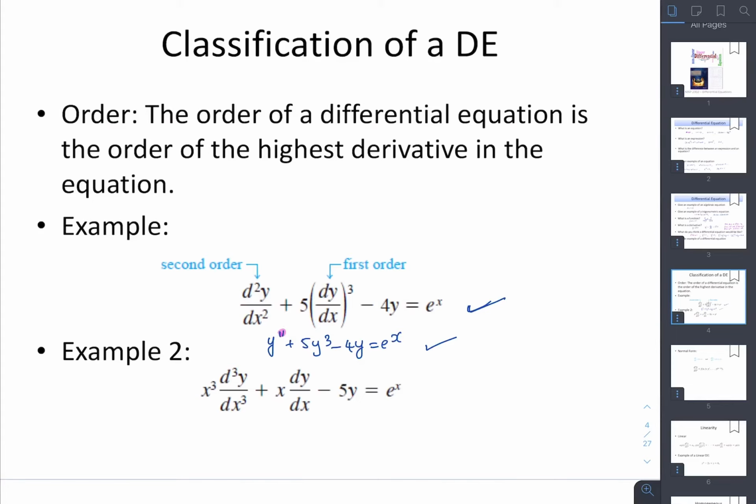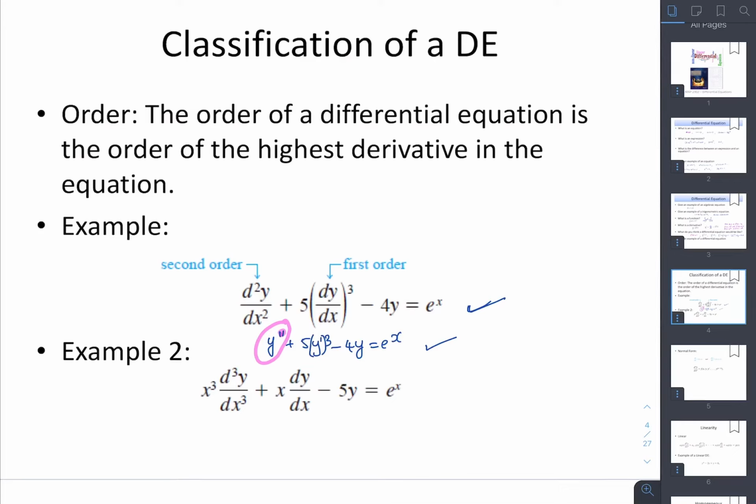The order here is basically the highest derivative involved in this. In this case, the highest order of the derivative is 2. So we call this a second order differential equation, right? So this would be a second order differential equation.